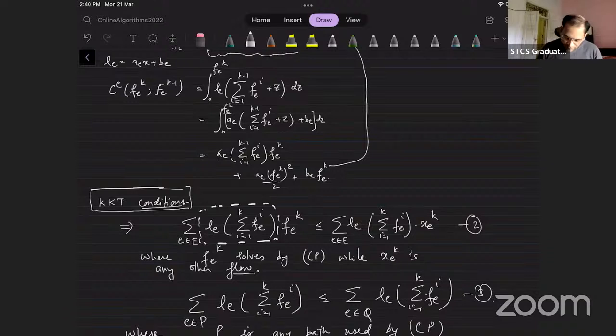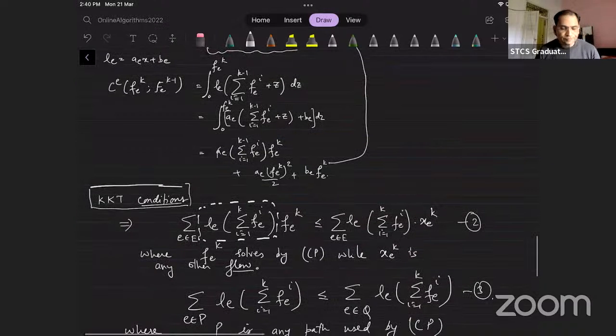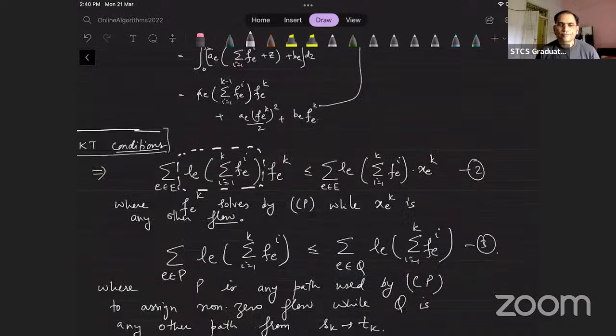Okay, if 2 is difficult, somebody wants to try 3. What is 3 telling you? That look at any path P which is carrying non-zero flow from SK to TK, and E belongs to P. I'm only adding all those edges which belong to path P. Why should 3 be true?